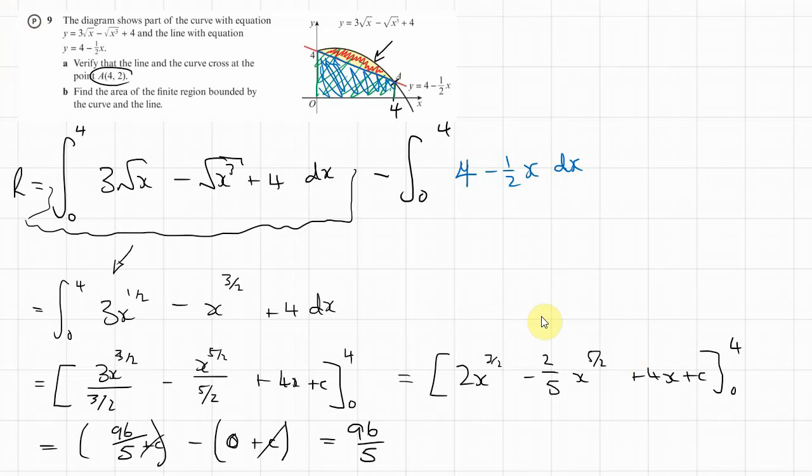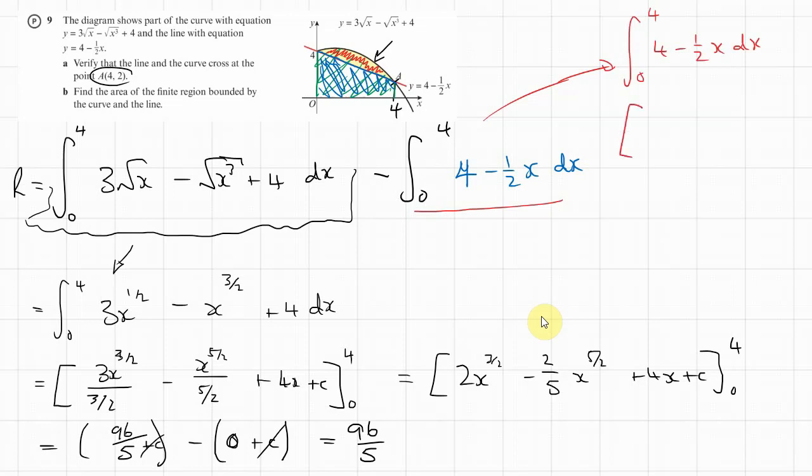So I'm just going to put that to one side for a moment, and I'm going to, in a different colour, do this step. And I'm going to do that up here, I think. So integrate this between 4 and 0. So that 96 over 5 is what I originally shaded in green. It's all of that big area there that I shaded in green in my diagram.